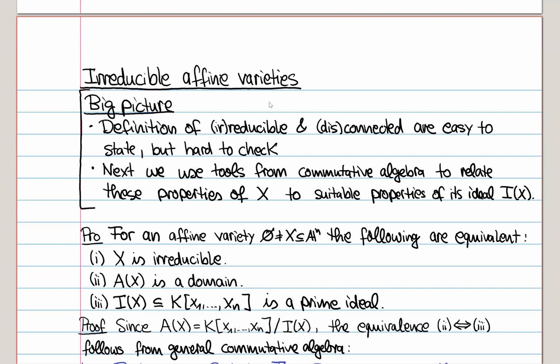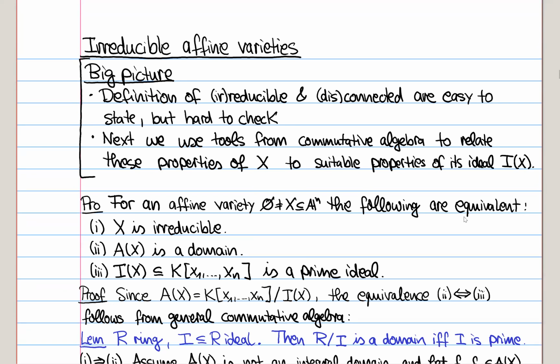And the go-to tool in algebraic geometry when there's really some hard stuff to be done is to go to commutative algebra. So we would like some criterion on X or on the ideal cutting out X to tell us whether X is reducible, irreducible, and so on. And this is the main result of this video: when you have an affine variety, let's say it's non-empty inside A^n, then the following are equivalent.